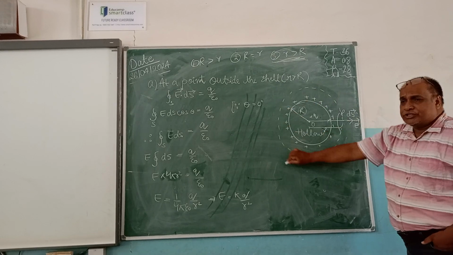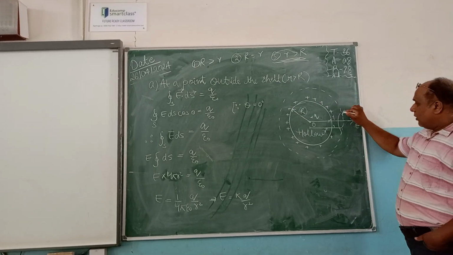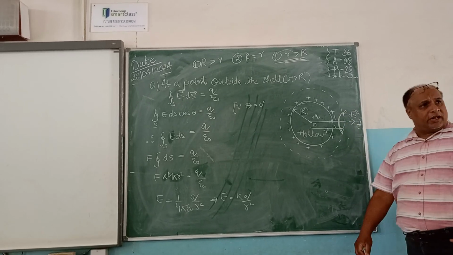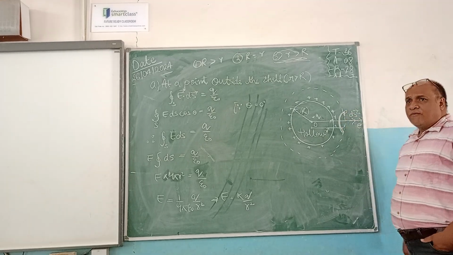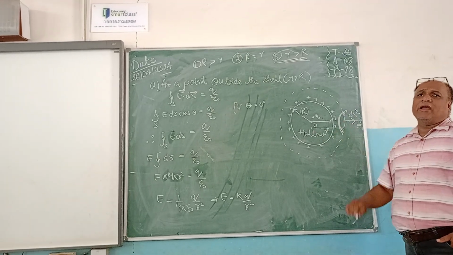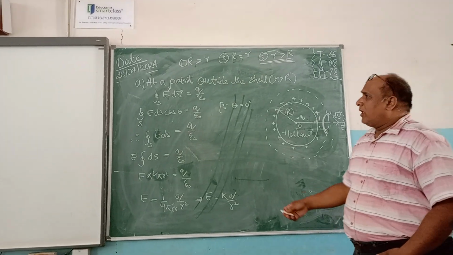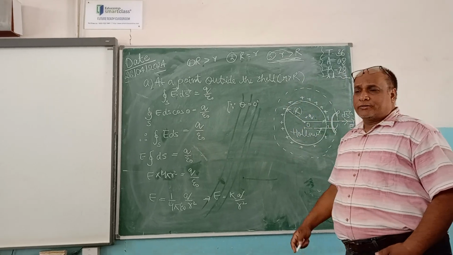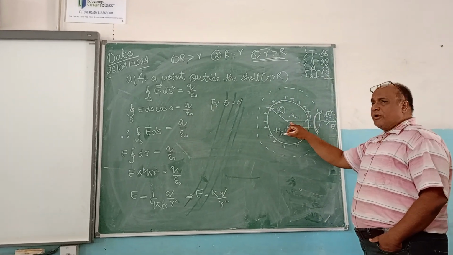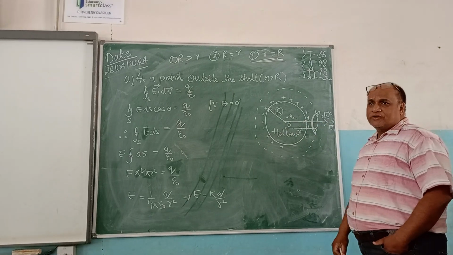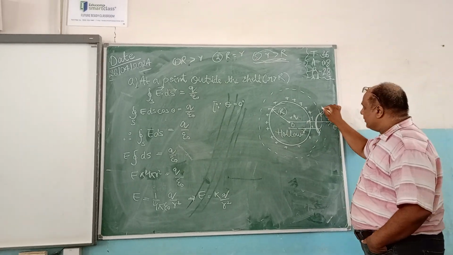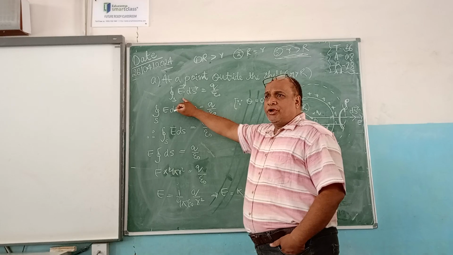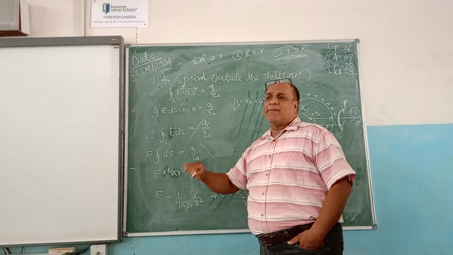Now we consider another Gaussian surface, and on the Gaussian surface we consider a small elementary area denoted by ds. So at this point, which is outside the spherical shell, we find the electric field intensity. At a point outside the shell, it means r is greater than capital R. Small r is the distance between the center and the observation point P where we find the electric field intensity. Now according to Gauss law, closed integral E dot ds is equal to q by epsilon naught.